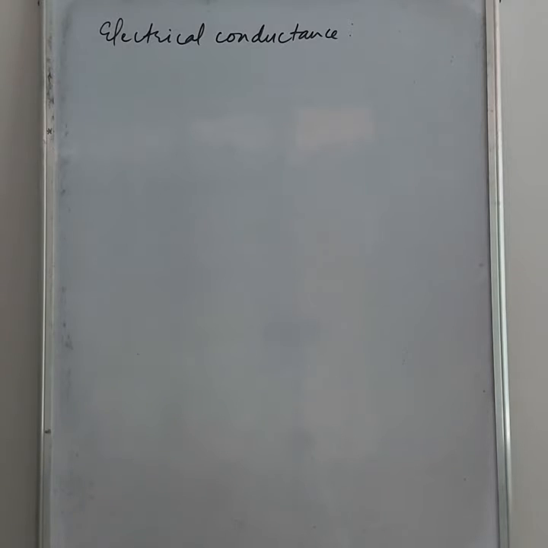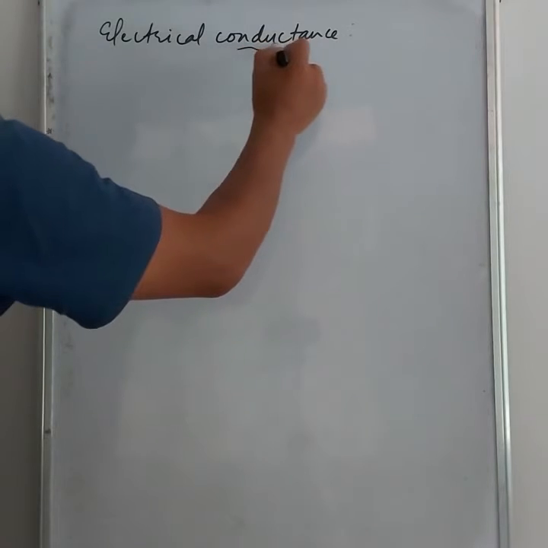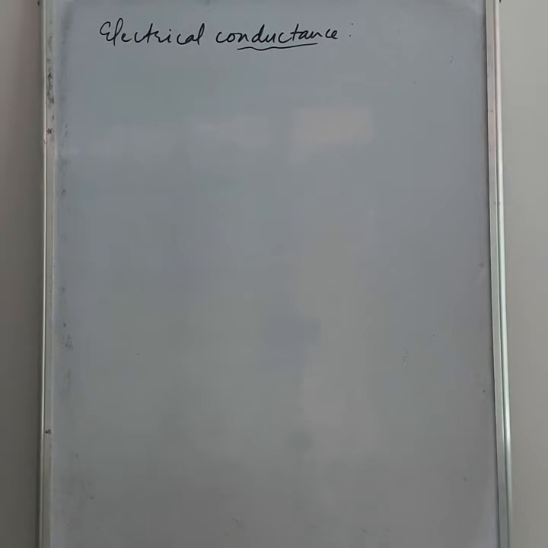Next, we move on to electrical conductance. So under electrical conductance, simply put, what is conductance? The ability of any substance to allow electricity to pass through it. Such substances are called conductors, and the phenomenon is called conductance. And if a substance resists or doesn't allow the current to pass through, then it comes under resistors, since they resist the flow of current.